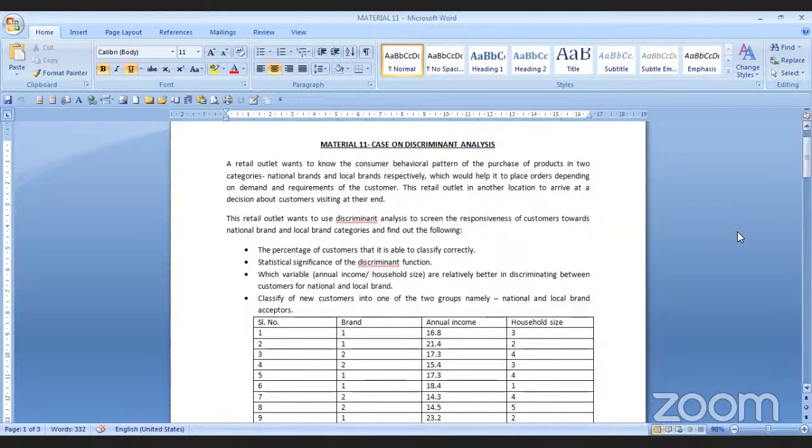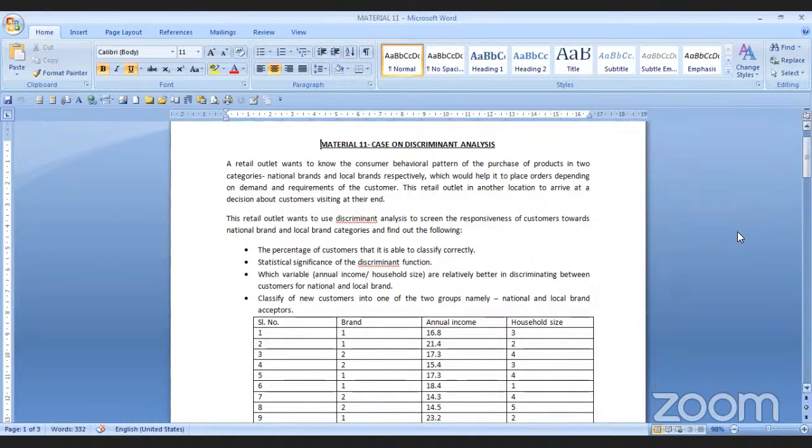So this retail outlet wants to use discriminant analysis to screen the responsiveness of the customers towards the national brand or local brand categories and find out the following. You have to find out the percentage of the customers that it is able to classify correctly, whether the customer is choosing national brand or local brand, the two different brands available in the outlet.